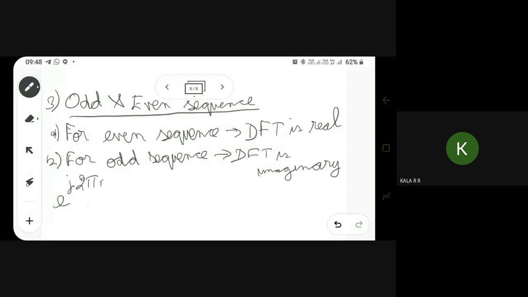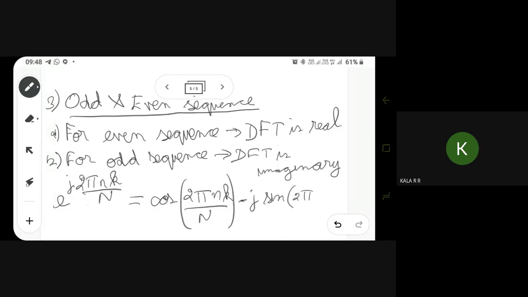This can be written as cos of 2 pi n k by n minus j into sine 2 pi n k by n. Here what you have to know is that, as per your DFT formula, the minus will be coming. If that minus is coming, here it becomes plus. So I'll be putting the minus over here, and this becomes a plus value.